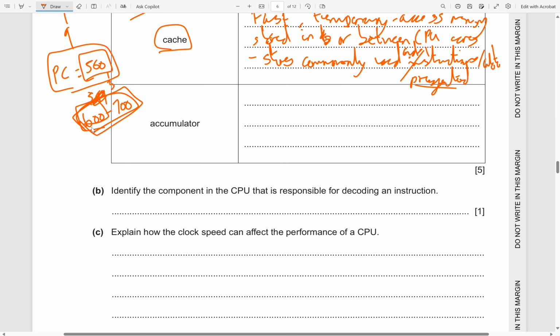Then the last one, the accumulator. So we can say what it stores: the results of the currently executed instruction, or the currently executed arithmetic or logic instruction.